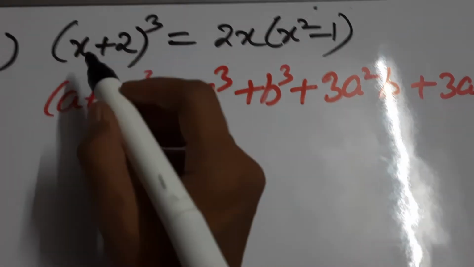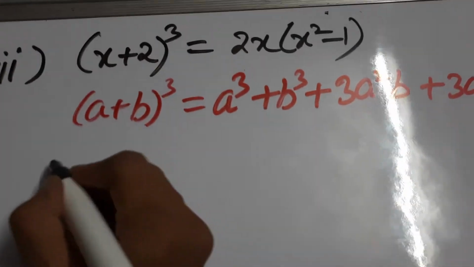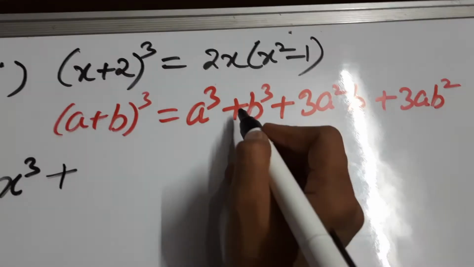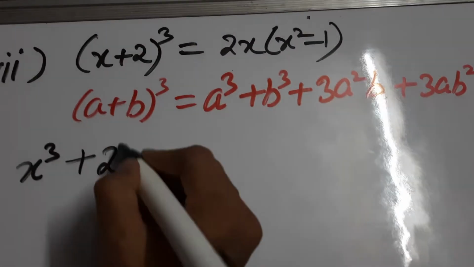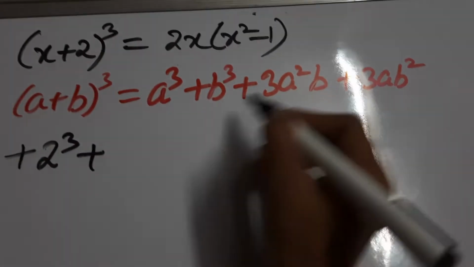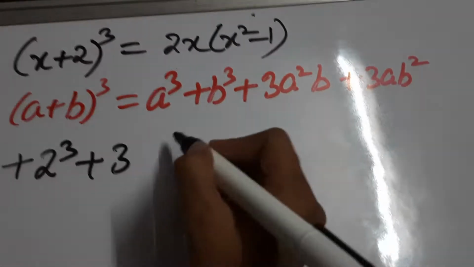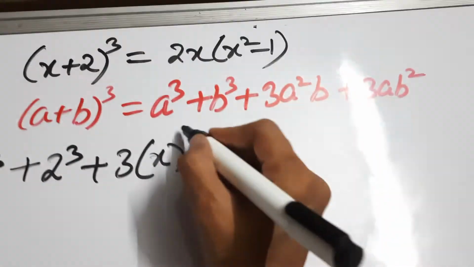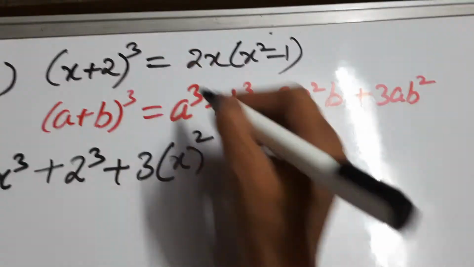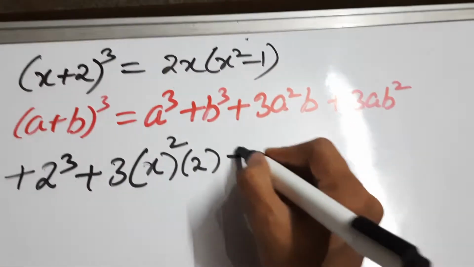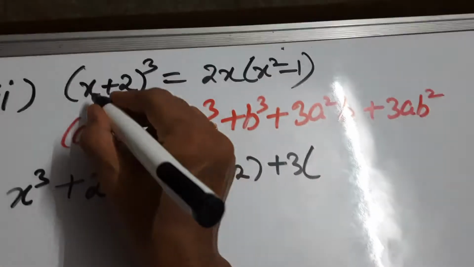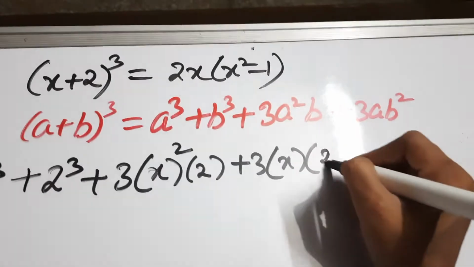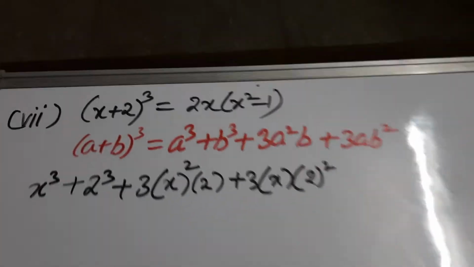ठीक है, तो हम पुट करेंगे तो a cube means x cube. So x cube plus b cube, what is b? 2 cube plus 3a square b, what is a? x square, 3a square is there, so we will write x square into b means 2, then plus 3a, what is a? x into b square means 2 square, right? So this is our left hand side.